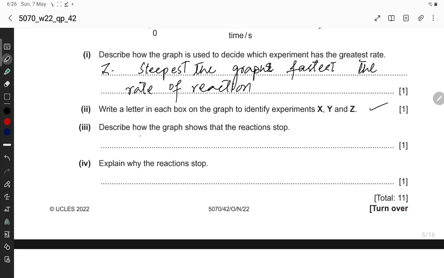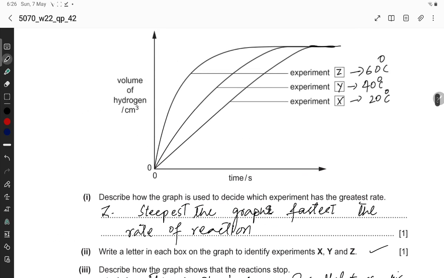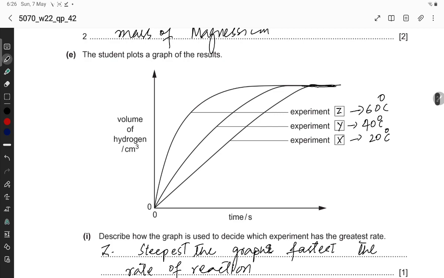Describe how the graph shows that the reaction stops. When the graph becomes parallel to the x-axis, at the same level, this horizontal line represents that the reaction is over.